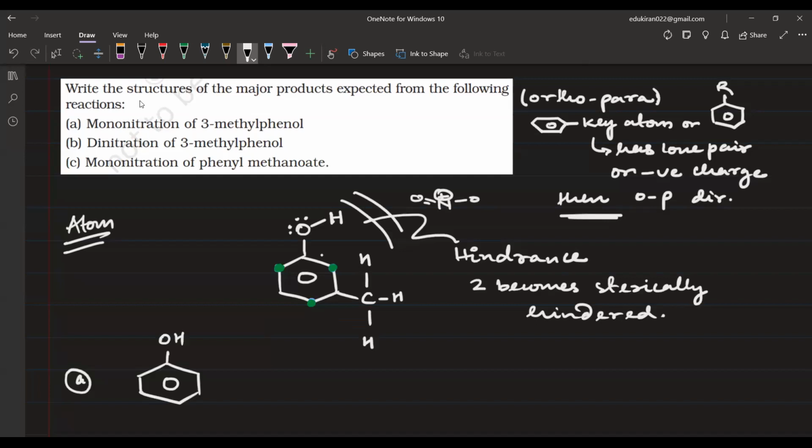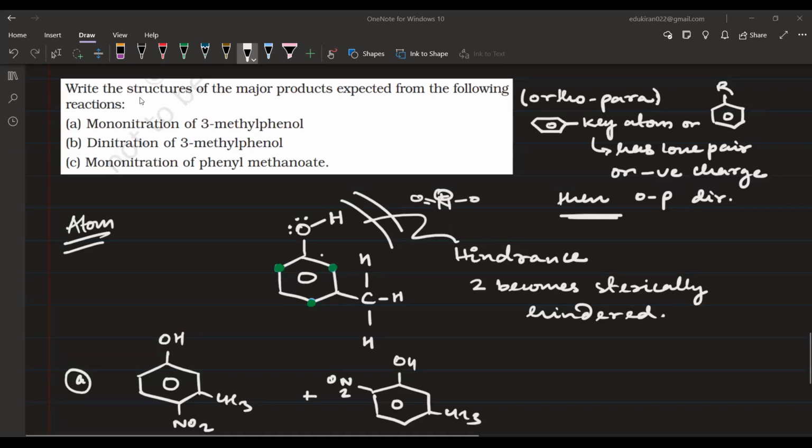So we'll have OH, CH3 as it is, and NO2 at this position, plus I will get another product: OH, CH3, NO2, right? So we don't have any product on this position. The second position here is unreactive because it is sterically hindered. That is why the nitro group is not attached here. Did you understand, yes or no, please tell me. Yes. Okay, that means you have to add one nitro group in 3-methylphenol, and there are two possible positions, and that is why you are making two products.